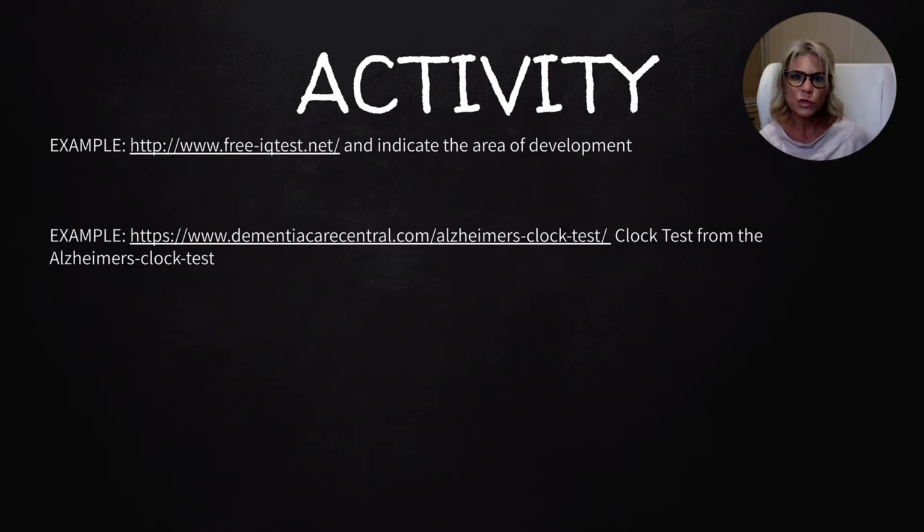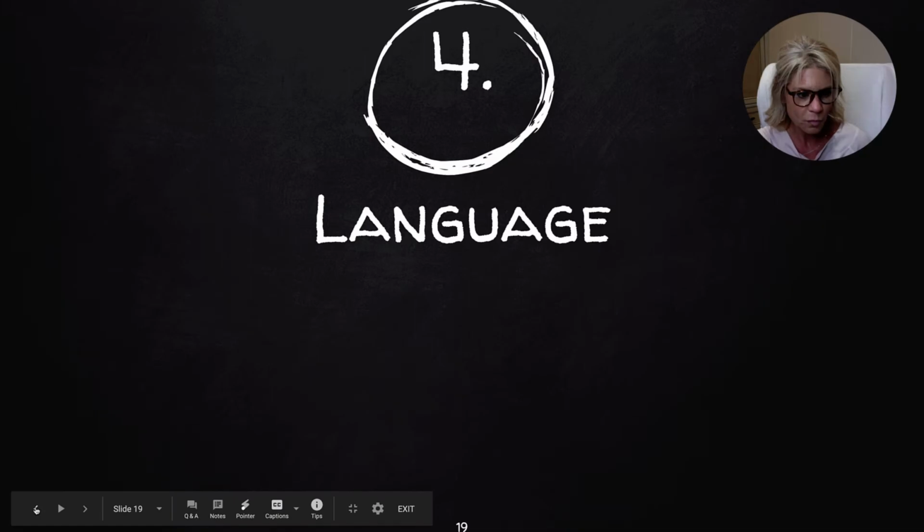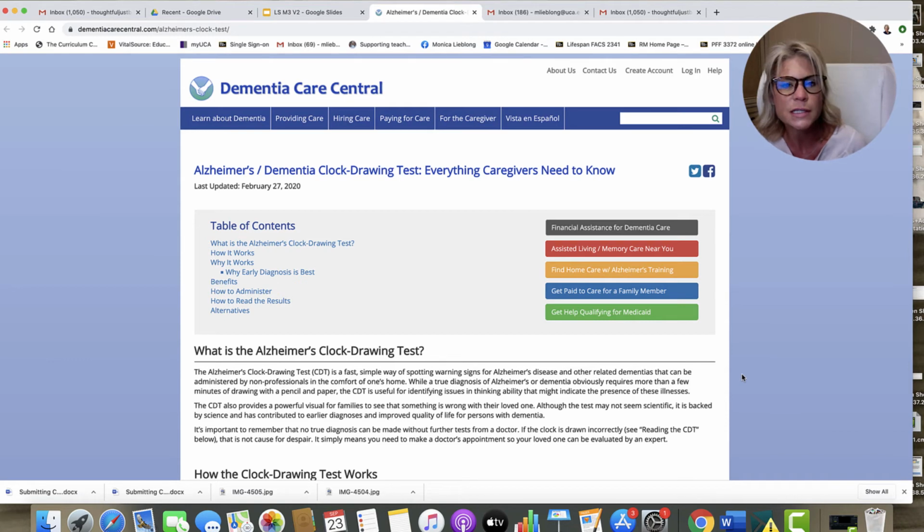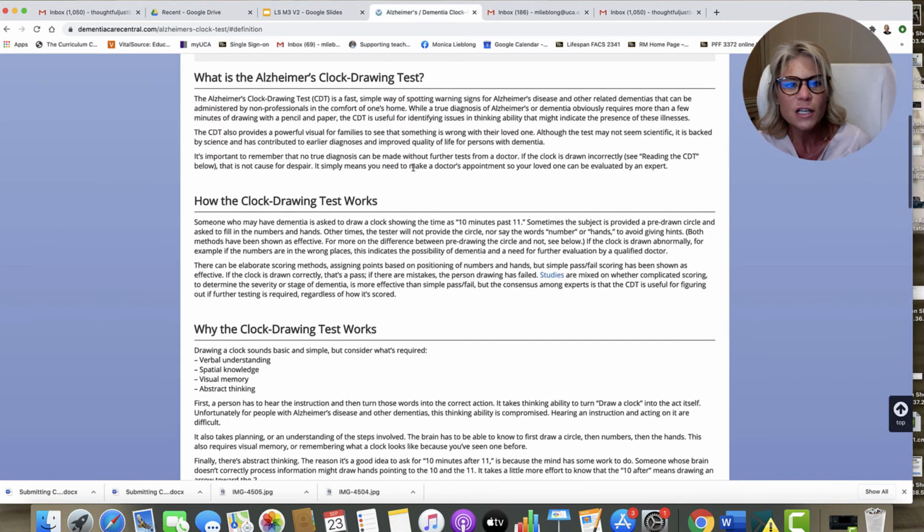And I want you to identify what stage of development you're targeting. For example, I want to assess my mother. She's actually 72, and my sisters and I have found that she has a little bit of a decline in her memory and her function. And I don't mean just like, oh, she's forgetful. It's a little more profound than that. So I took her to the doctor, and believe it or not, when we went to the gerontologist, they actually did this test on her. Right here, it tells you exactly what this is. It's a pretty fast and simple way of spotting warning signs of Alzheimer's.